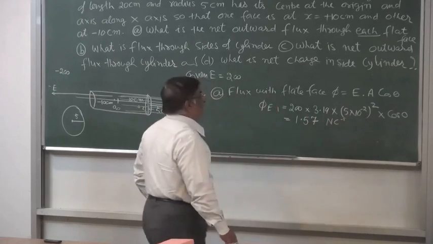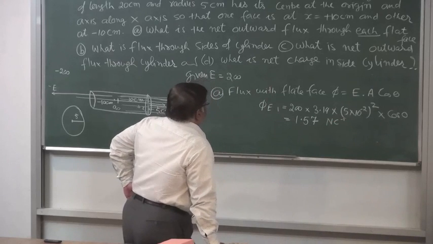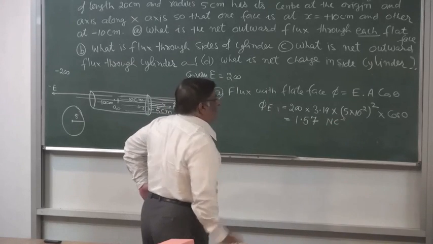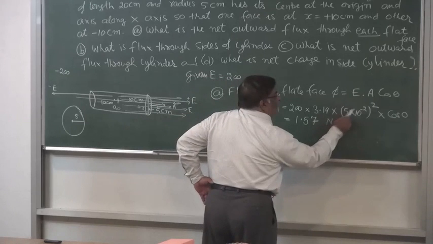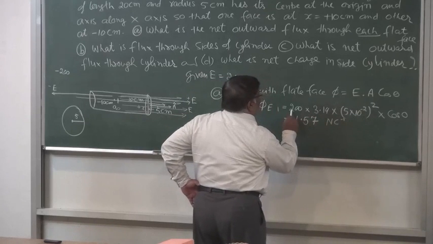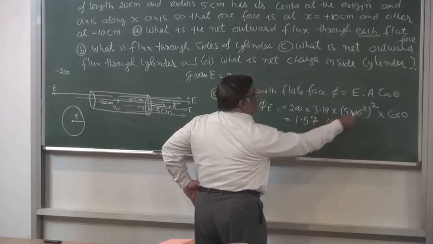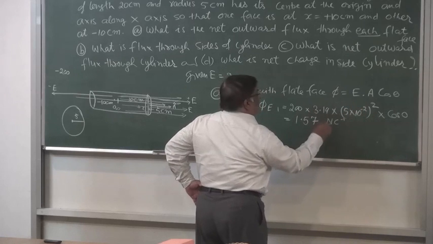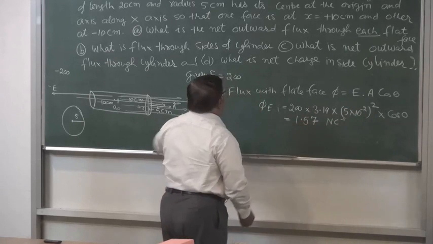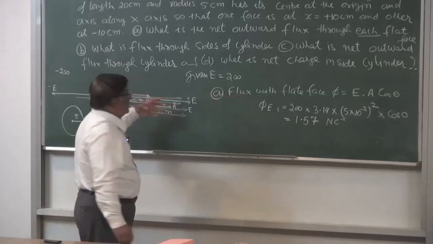Newton per coulomb. Yes, you can make it. 5 fives are 25, 3 times that is 75, and 75 times 2 is 150. After cancellation, this will come to 1.57. So this is the flux going out from this.